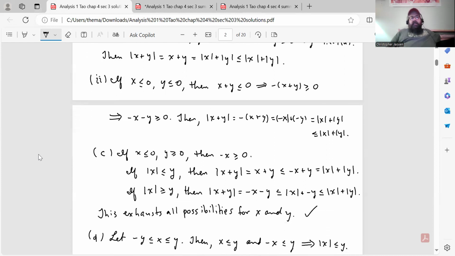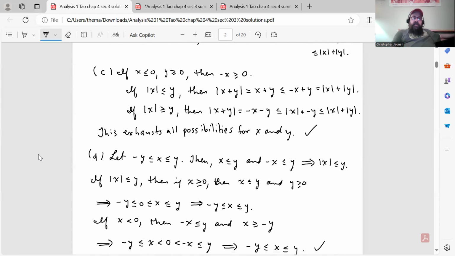Case 2, if x is less than or equal to 0 and y is less than or equal to 0, then x plus y is less than or equal to 0, which implies that the negation of it is greater than or equal to 0, which means that negative x minus y is greater than or equal to 0. Then the absolute value of x plus y equals the negation of x plus y, which is equal to the negation of x plus the negation of y, which is equal to the absolute value of x plus the absolute value of y, which is less than or equal to itself. Right, that proves that case.